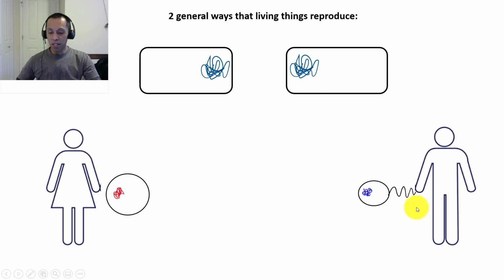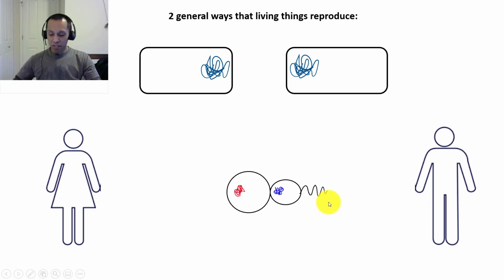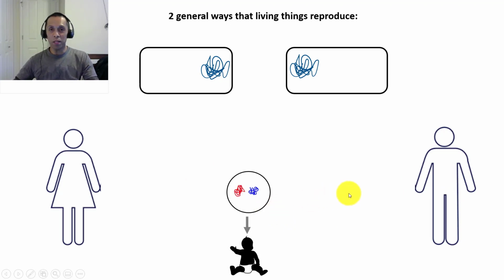What happens with this type of reproduction is that those two reproductive cells come together. The sperm cell delivers the genetic information that it carries over to the egg cell. And so this egg cell now contains genetic information from two parents, one from the mother, one from the father. This then divides and divides and divides to eventually produce a little baby. So again, two general ways that living things can reproduce.